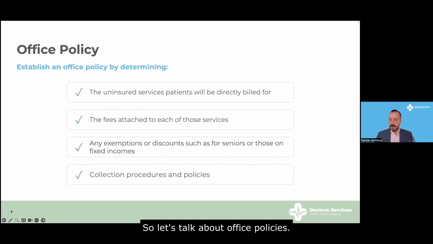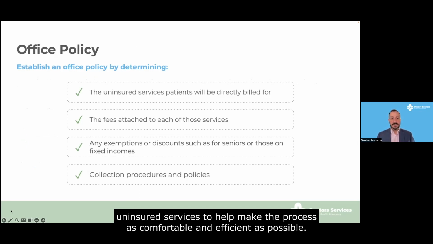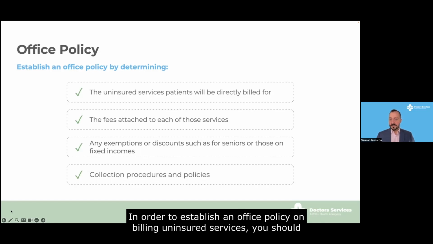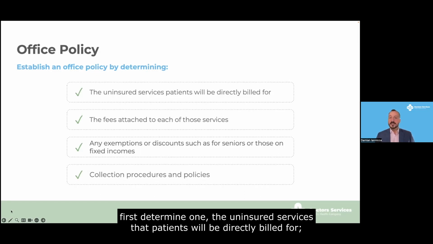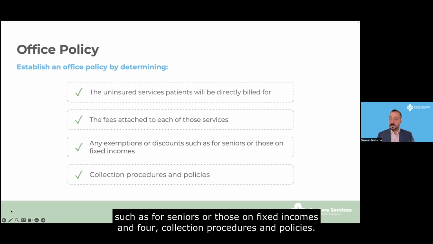So let's talk about office policies. There are practical guidelines you can follow when billing a patient directly for uninsured services. To help make the process as comfortable and efficient as possible, in order to establish an office policy on billing uninsured services, you should first determine, 1, the uninsured services that patients will be directly billed for. 2, the fees attached to each of those services. 3, any exemptions or discounts, such as for seniors or those on fixed incomes. And 4, collection procedures and policies.